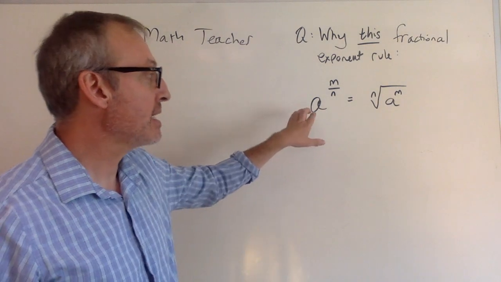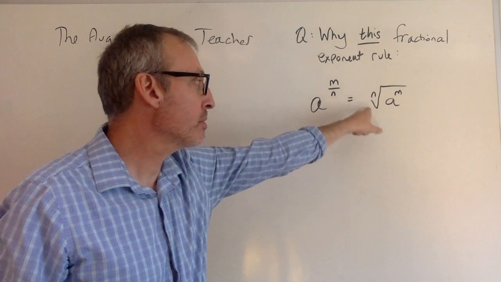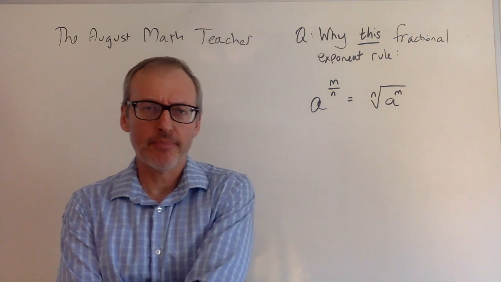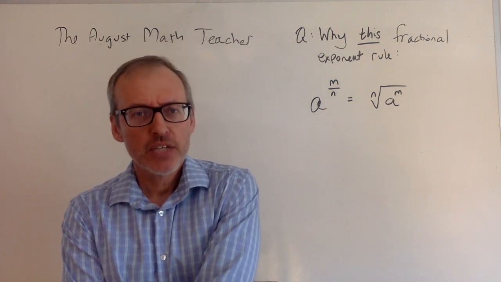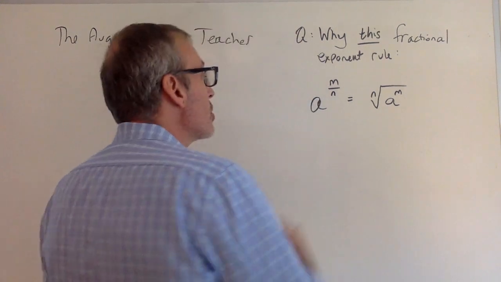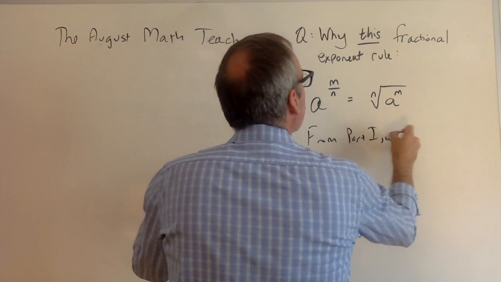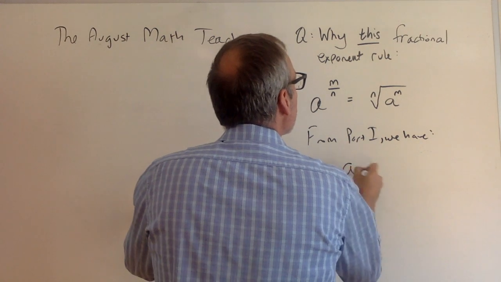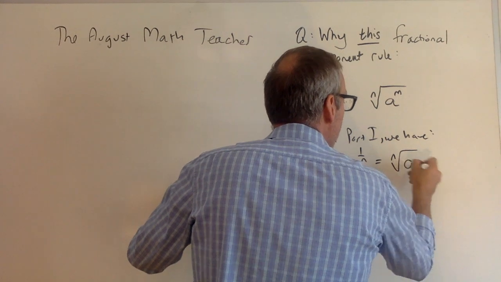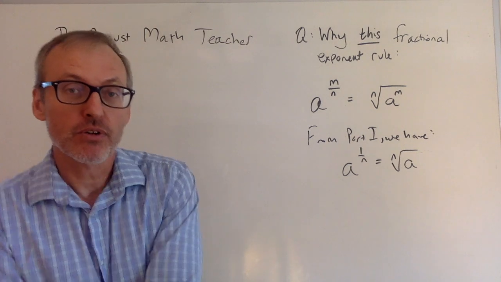The exponent rule itself says that a to a fraction, where the numerator of the fraction is m and the denominator is n, is equal to the nth root of a to the m. And there's actually a second way to write it, which we'll see as we go along. That's the basic idea. So in part one of this explanation, I showed why this is true. From part one, we have this: if you take a to the 1 over n, then that is equal to the nth root of a.